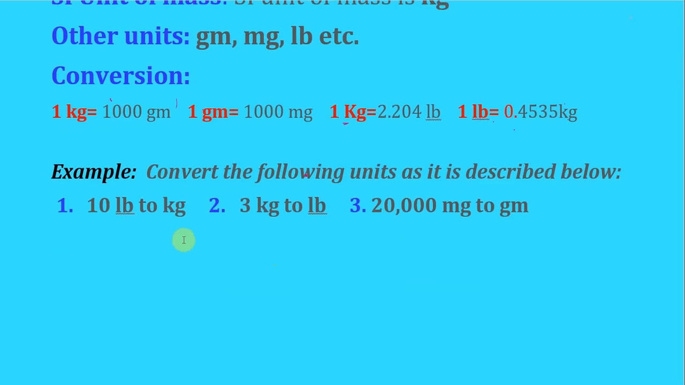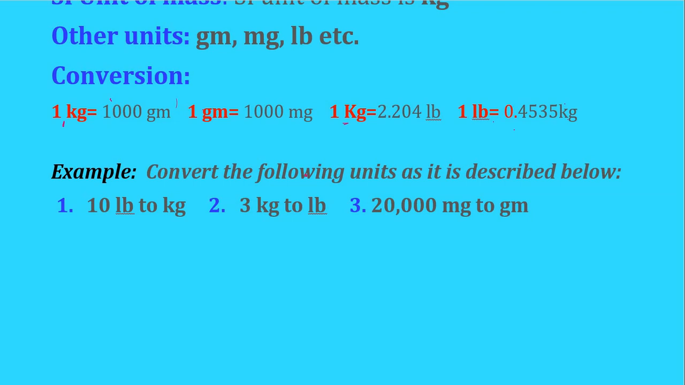Let's do some examples. In the first example, we have to convert 10 pound into kilogram. In the second question, we have to convert 3 kilogram to pound. And in the third question, we have to convert 20,000 milligram to gram. We will do maybe 1 or 2 questions. Before we do, let me explain these conversions.